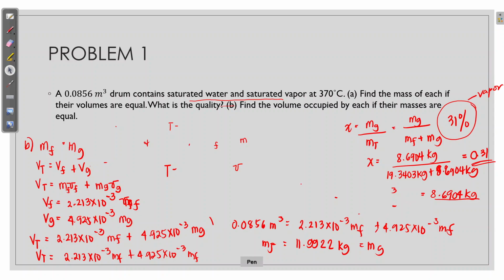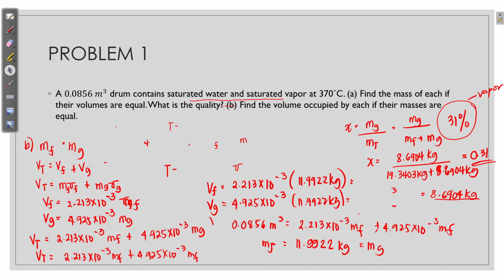Okay. So, find the volume. Ang volume natin, ang VF natin ay equivalent sa 2.213 times 10 raised to negative 3, 11.9922 kilogram. Tapos, ang VG natin ay equivalent sa 4.925 times 10 raised to negative 3 times 11.9922 kilogram.